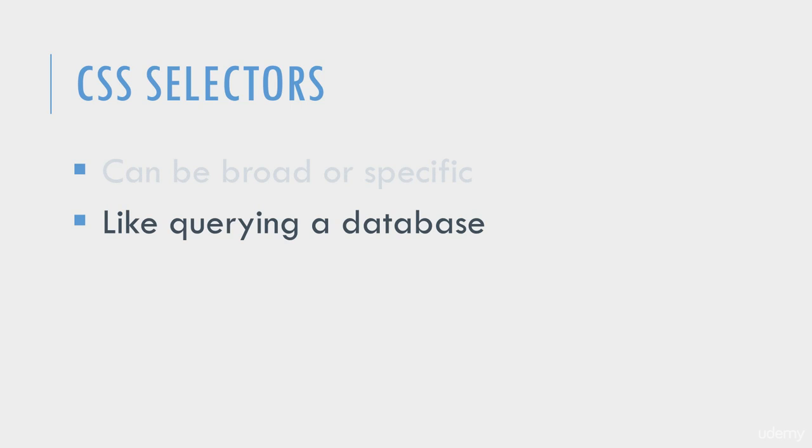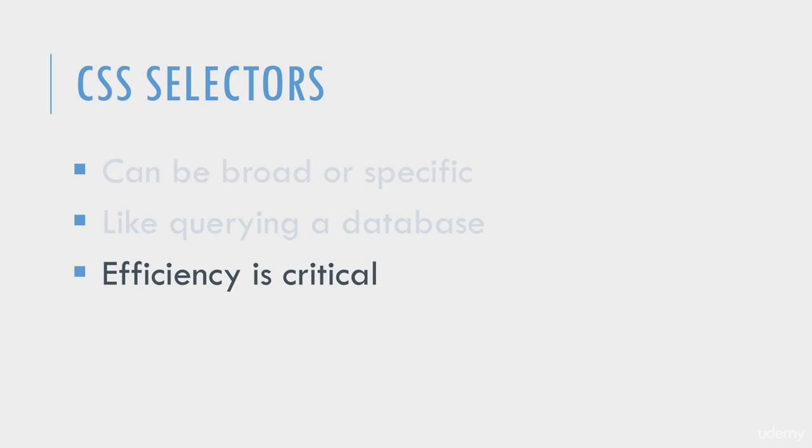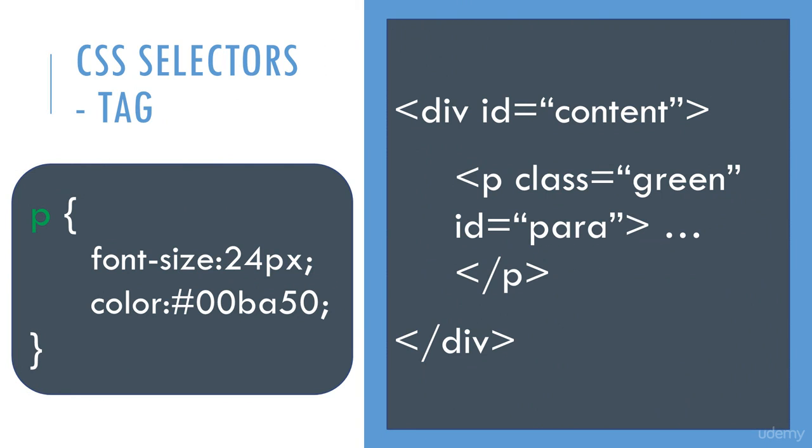And the last item we'll discuss is efficiency. Efficiency is critical. If you have a very large HTML page and your CSS selectors are not efficient, those inefficient CSS selectors could really slow down your web page, especially if your user is running a slower computer. Let's review a few examples. Throughout these examples, the CSS selector will be on the left and the HTML will be on the right.